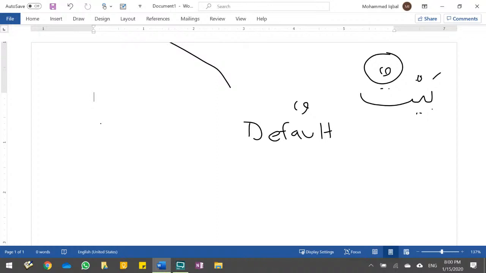Yeah, default means that's the main haraka. Think of it the way you want to think of it, but this is what I'm trying to say. It's always dhammatain, right? It will always have dhammatain, unless it has a reason to not have dhammatain. Okay.